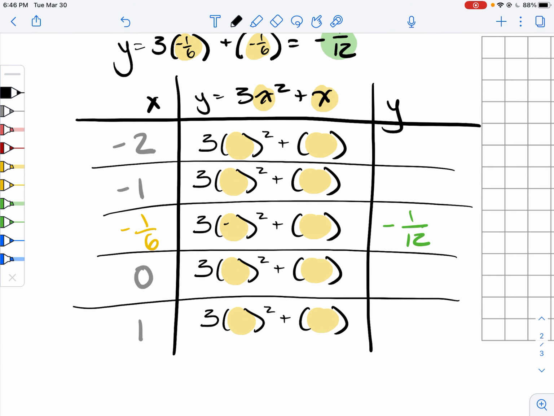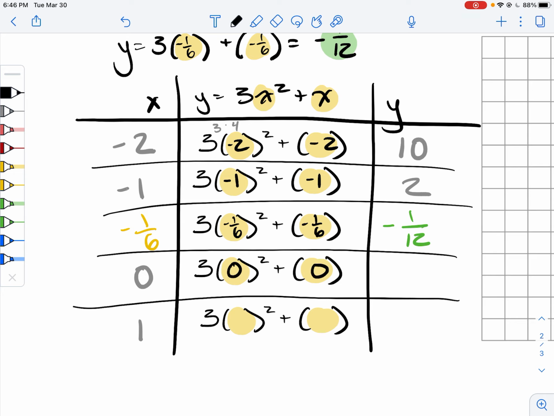Alrighty, we already know what happens when we plug in -1/6. That comes out to -1/12. So if we plug in -2, that gives us 3 times -2 squared, which is 4. 3 times 4 is 12. 12 minus 2 is 10. When we plug in -1, 3 times -1 squared is 1. So 3 times 1 is 3. Minus 1 is 2. Oh, this is nice. I love when this happens.